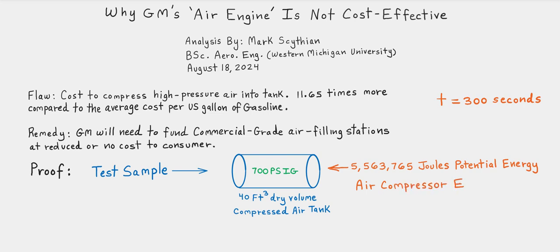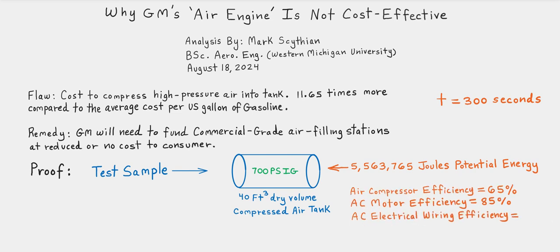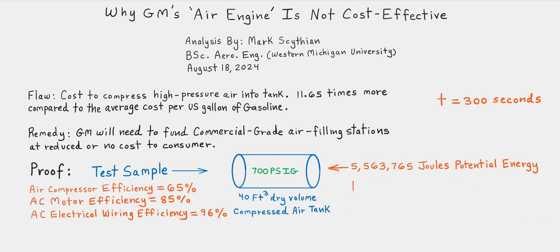So next we have the air compressor efficiency, whether it is light duty or commercial grade, is an industry average of about 65%. The AC motor efficiency across the industry is 85%. And AC electrical wiring will transfer electrical power, AC electrical power, at an efficiency of 96%.